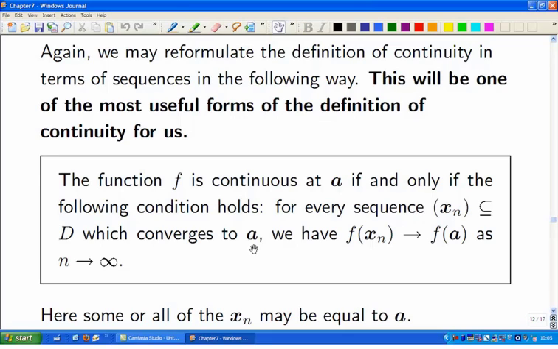and see whether the values, f of xm, which gives you a sequence in R to the L, whether that sequence of values converges to the function's value at the point A. And if that works for every possible sequence in D which converges to A, then you're continuous at A. That's the sequence definition of continuity. We'll come back to the epsilon delta one in chapter 8, because in some ways I think that one gives you a better feeling for what continuity really means.